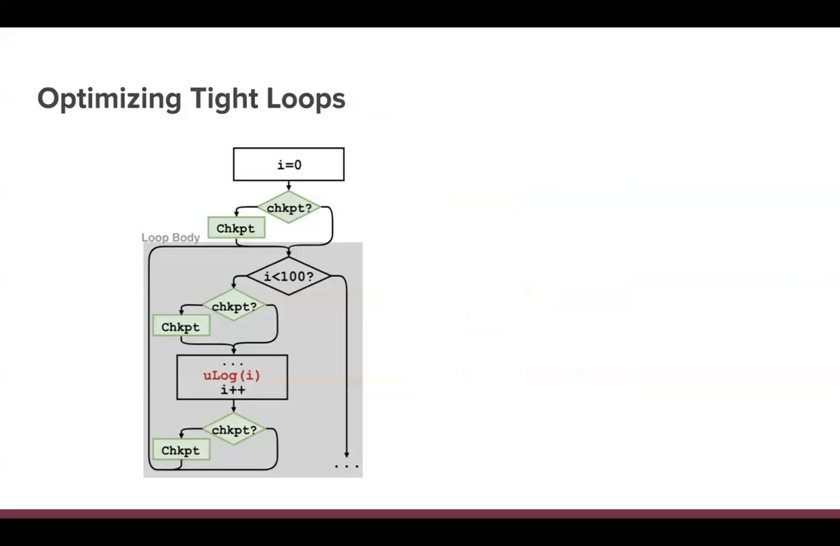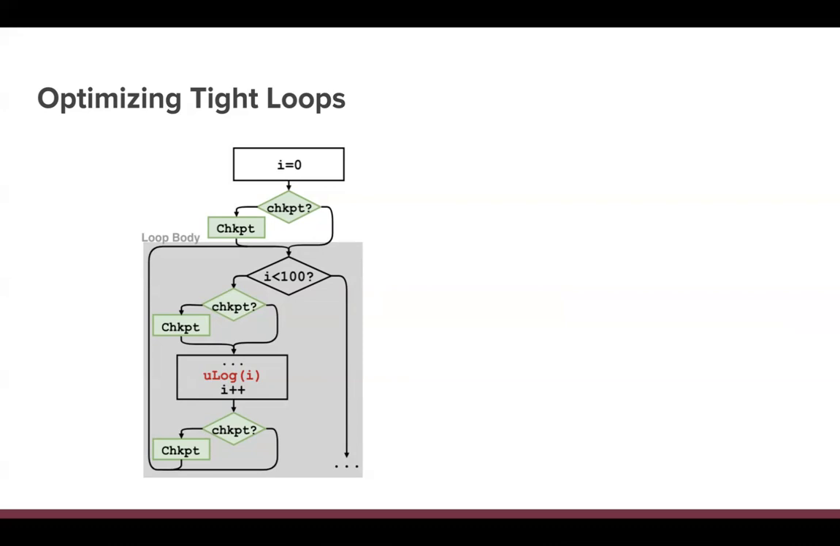Moreover, an added optimization is also performed for simple small tight loops. So consider this case in which i is the condition variable for the loop. Now, if i is a protected variable, then if the loop does i plus plus every time, it would be stored in the undo log 100 times, which adds a lot of overhead.